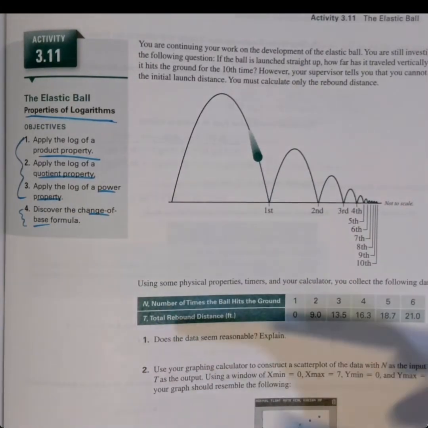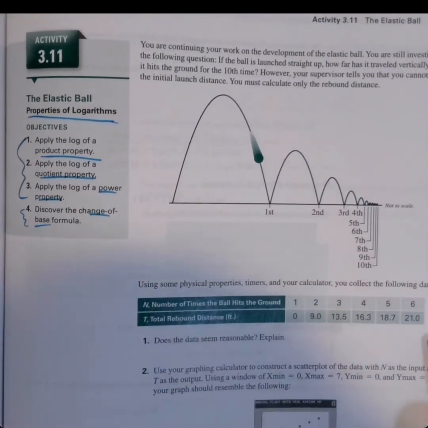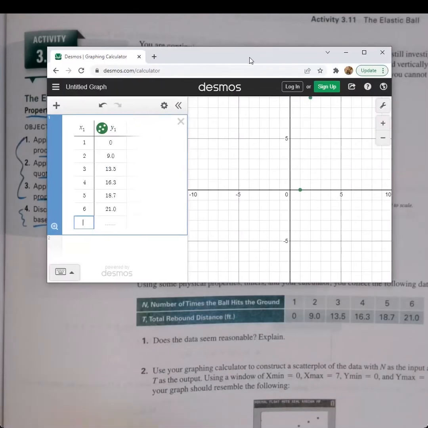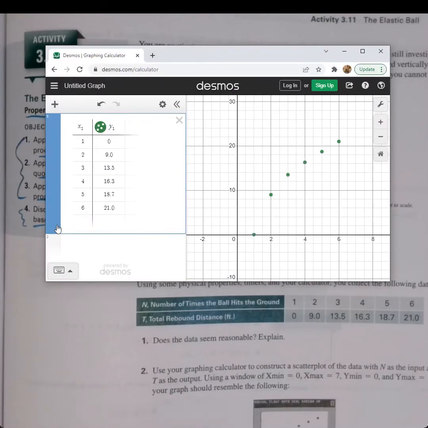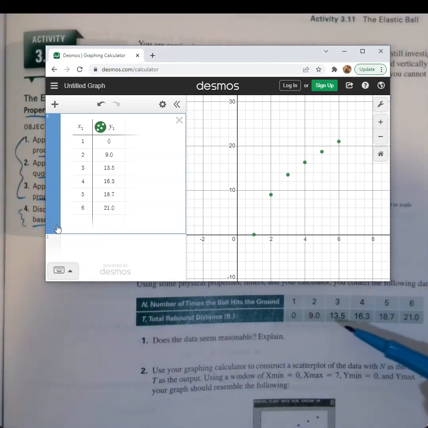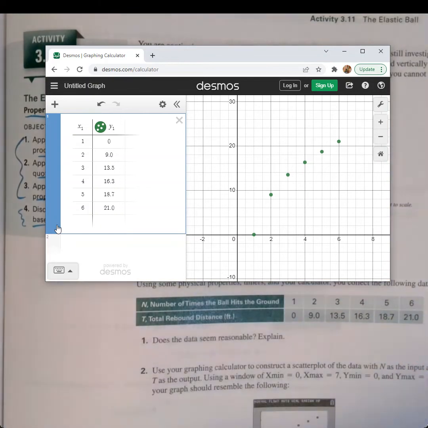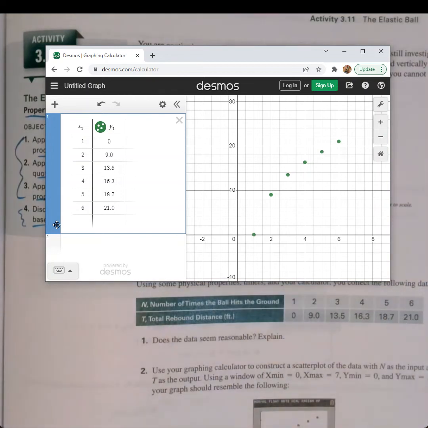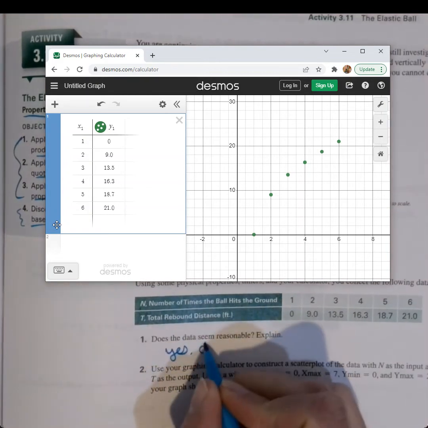Okay, so we're starting off with this example where they've got some data, and I went ahead and plotted it into decimals while I was getting this set up. And that's what it looks like. Does the data seem reasonable? This is about dropping balls like we did in the last section. It does seem reasonable, hopefully, that we should be increasing by a decreasing amount, because the ball is going to rebound at a slower and slower pace until it stops bouncing. So we'll say yes, because the data should increase at a decreasing rate.